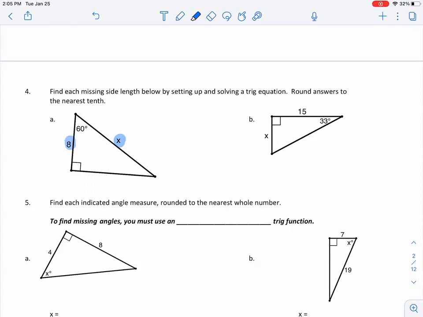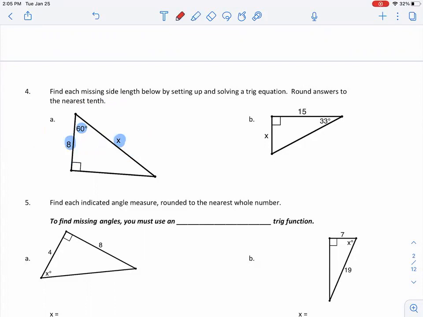I have this 8. So since that's given, I'm going to try and use that if I can. And I have this 60-degree angle, so I'm going to try and use that. I have 3 pieces of information. I have the angle, I have side 8, and I have x, which I don't know, but I can tell that that's the hypotenuse. So the first thing I want to do is say, what is the relation between these 3 things? Well, in reference to the angle, this is the adjacent, and this is the hypotenuse.